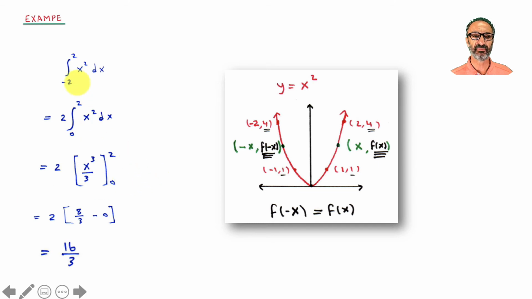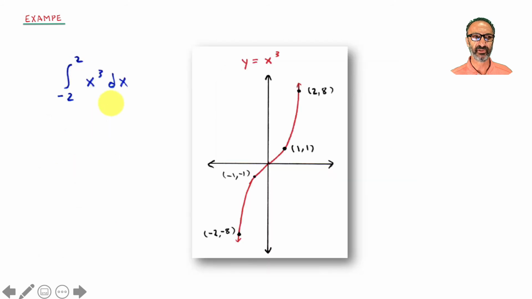Let's take an example of an odd function. This is the simplest one for cubic. This is how it looks. We're going to go from -2 to 2, and this right here is going to be symmetric to this. This is going to be positive, this is going to be negative. Now, what do you think the answer is going to be?